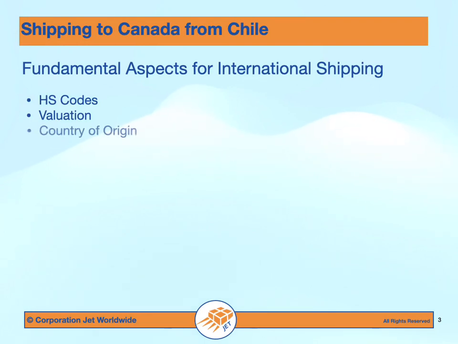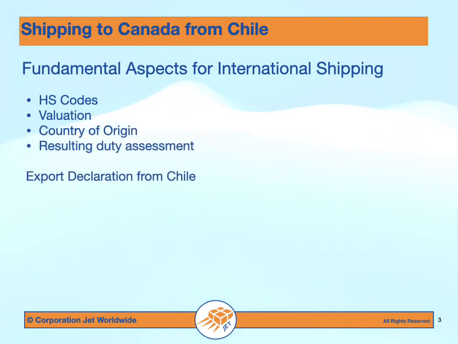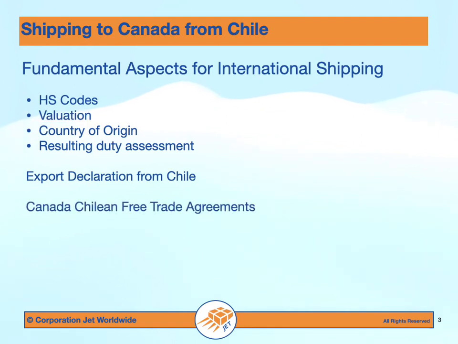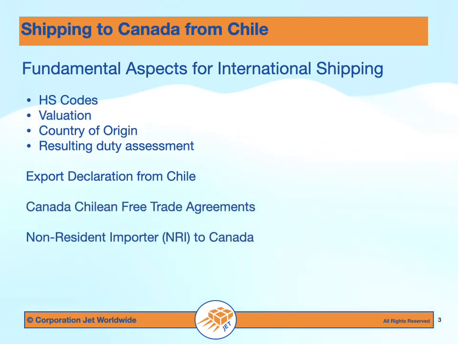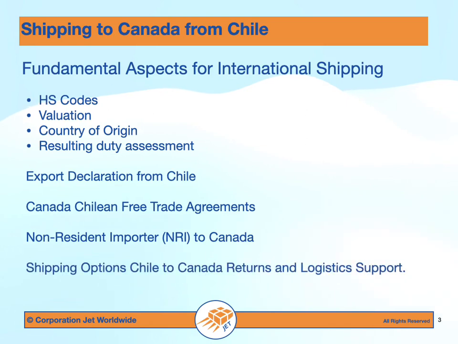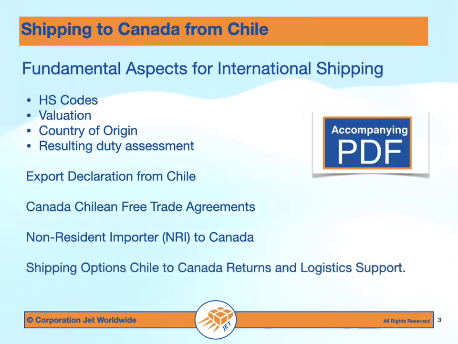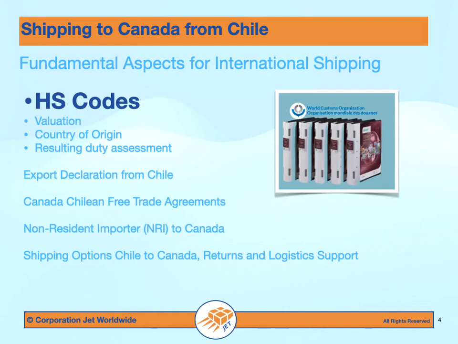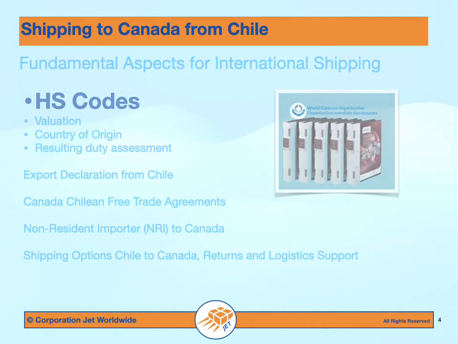To assist in navigating this video, each subject is presented section by section, from the data necessary for customs declarations, free trade, and non-resident imports, to best shipping modes and parcel carrier options. An accompanying PDF with additional details and helpful links is available on our website or in the description below. Let's get started. First up, HS codes.